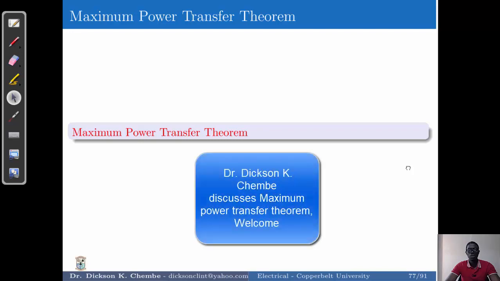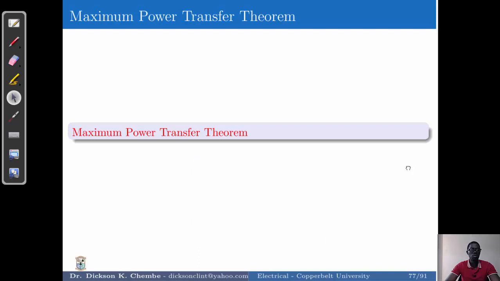Hello my friends, today we discuss the maximum power transfer theorem, which follows after you've done nodal analysis, Thevenin's and Norton's theorem. It's highly related to Thevenin's and Norton's theorem because you have to use those theorems to come up with most of the solution, and then you just have to determine the maximum power that's coming from the source to the load.